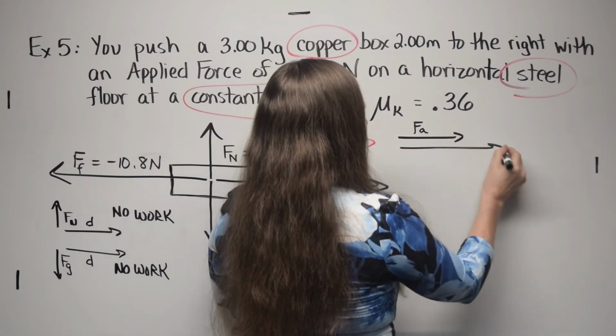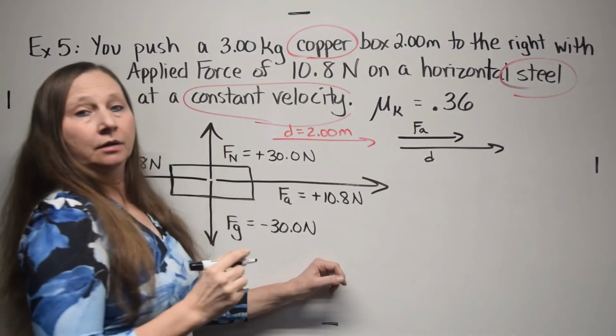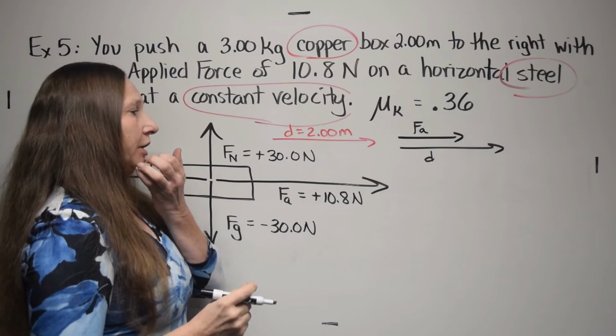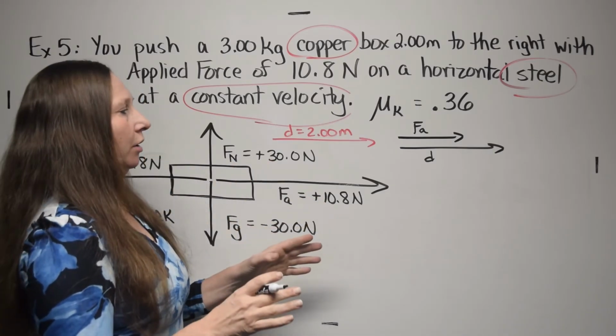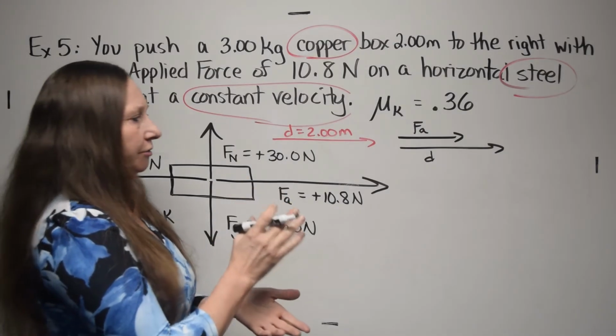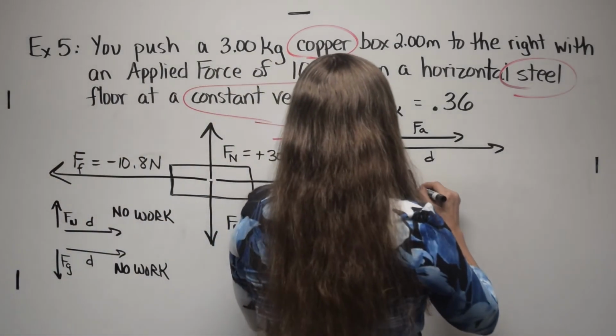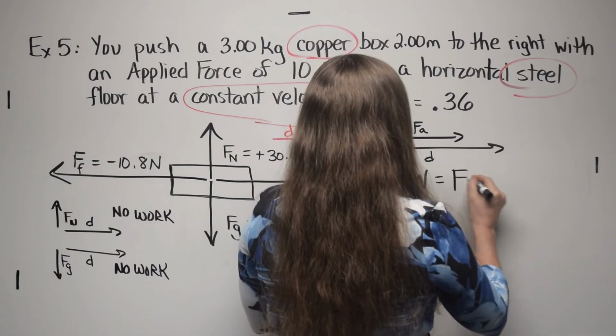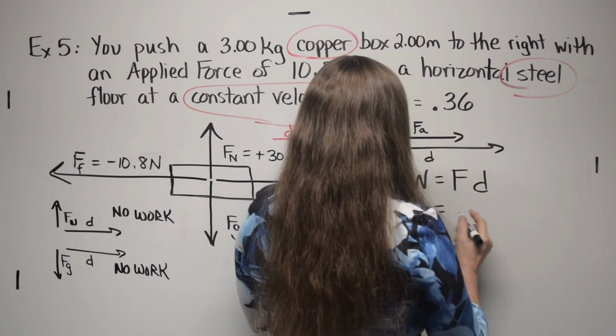The displacement is to the right. Okay, they are parallel to each other, so the applied force is doing work. They're both in the same direction. The applied force is doing positive work. So, work equals force times distance.